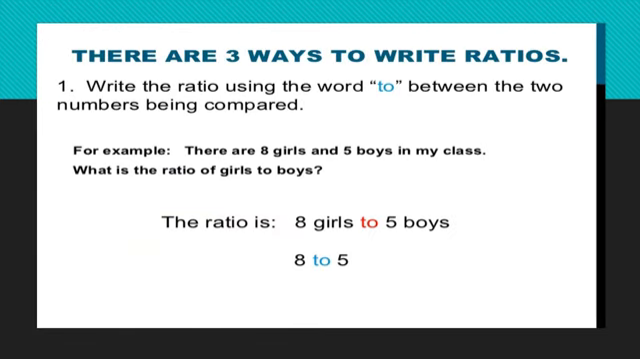The first is to write the ratio using the word 'to' between the two numbers. Let's see this example. The ratio we have to write is 8 girls to 5 boys. Now in the ratio we will not write girls and boys, because in the problem it is mentioned that we have to write the ratio of number of girls to number of boys. So ultimately it should be 8 to 5. Only numbers we are going to consider, or we can say that 8:5.